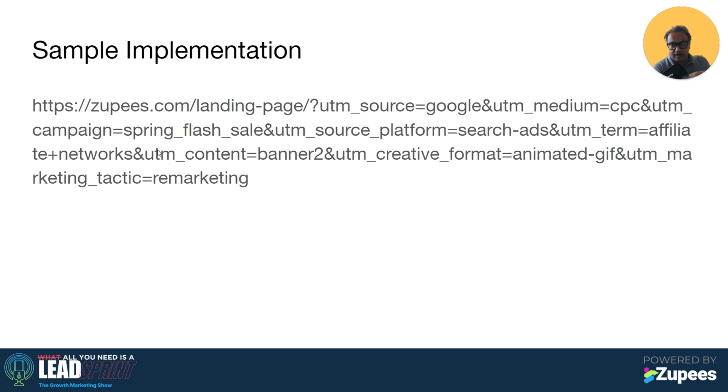And then UTM term, affiliate networks. This is the term I'm bidding on. UTM content is banner 2. UTM creative format is animated GIF. And UTM marketing tactic is remarketing. So anyone that came to my website on the affiliate marketing page but has not yet signed up for my affiliate marketing services is being targeted with this ad on Google.